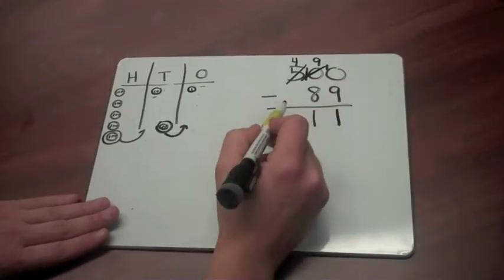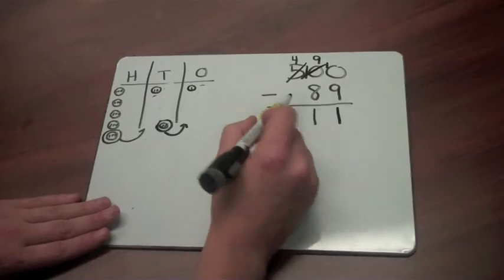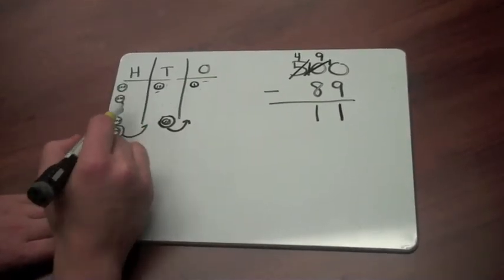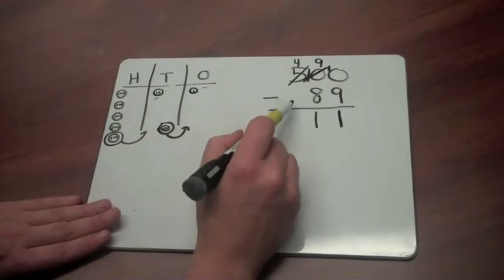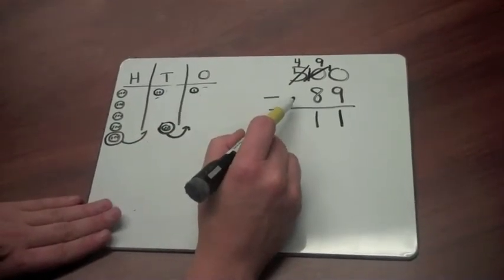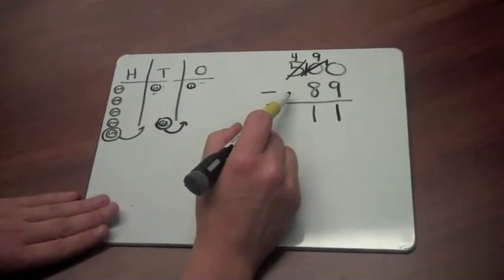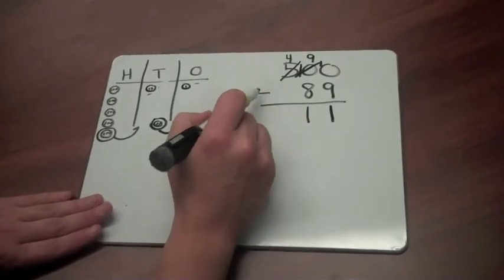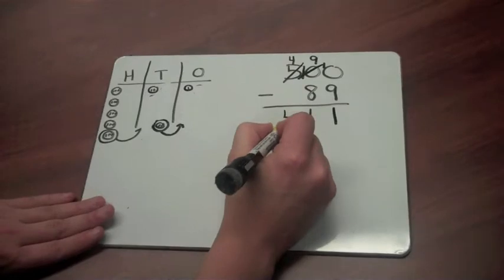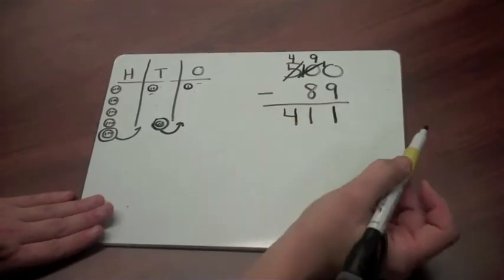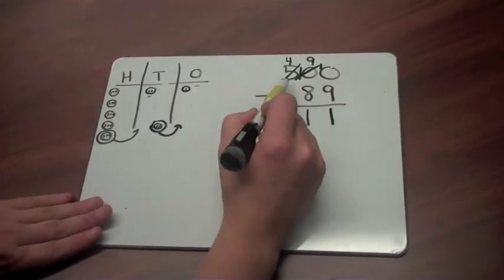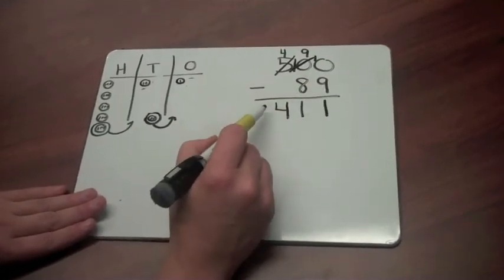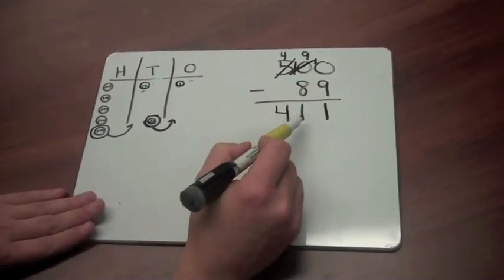Now I go to the hundreds place and I notice I had to take one away before, so I'm left with 4 in the hundreds place. I notice that the number 89 has 0 hundreds, so I don't have to take any away. So I can just look at this problem and say 4 minus 0 equals 4. So going back, I know that 500 minus 89 is equal to 411.